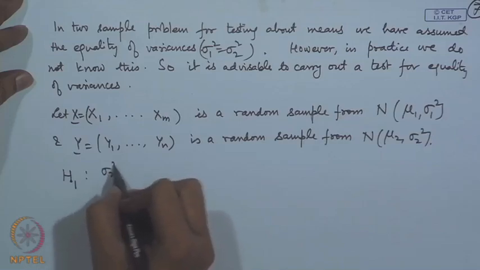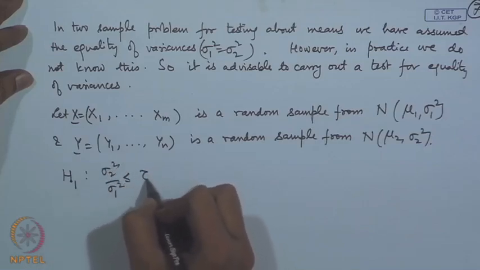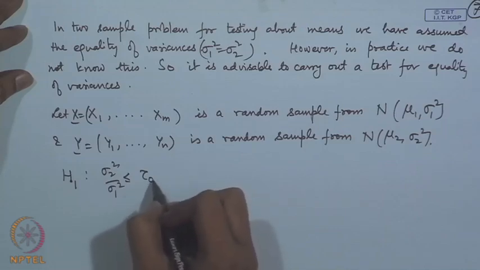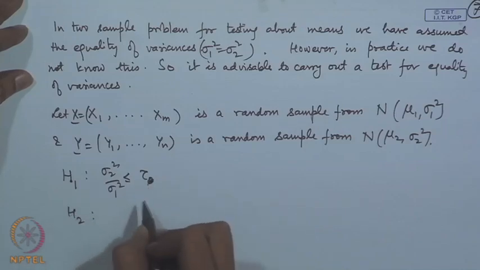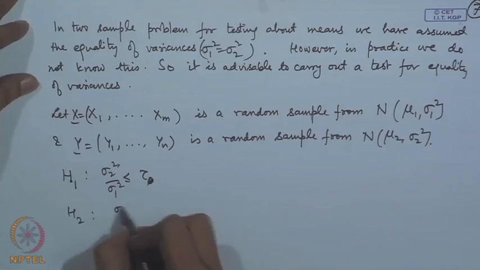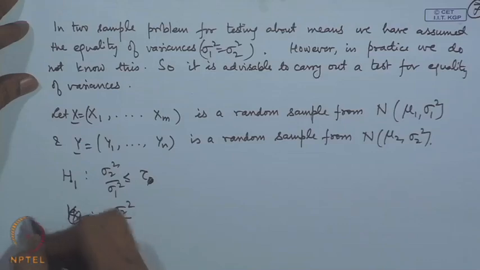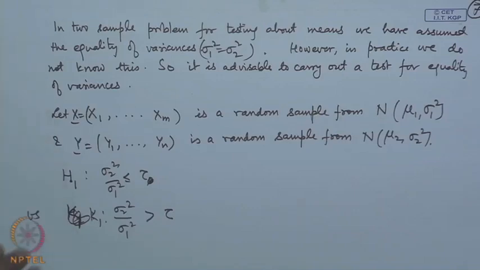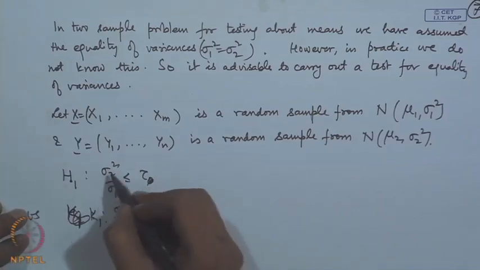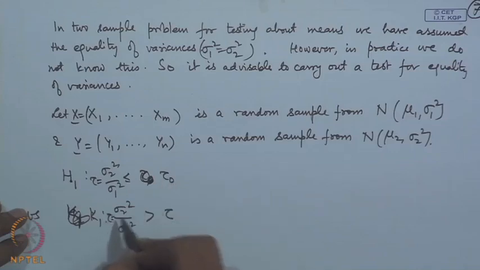For comparison of the variances, I consider the hypothesis of the nature, say H1: sigma2 squared by sigma1 squared is less than or equal to some number, say tau naught, and H2, the alternative hypothesis: sigma2 squared by sigma1 squared is greater than tau. Let me call this ratio tau and this tau naught value.